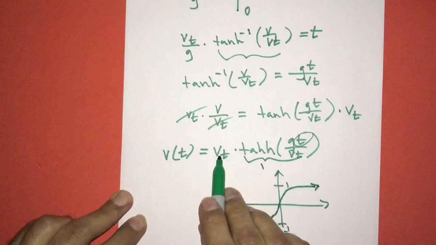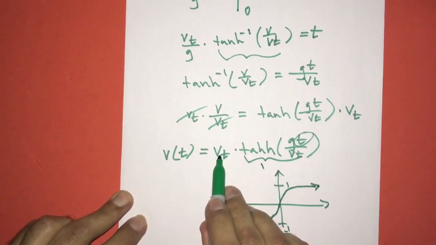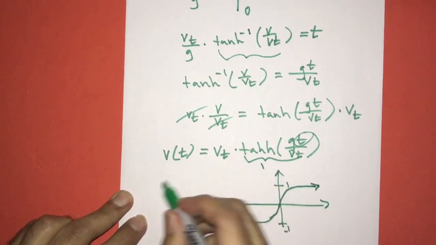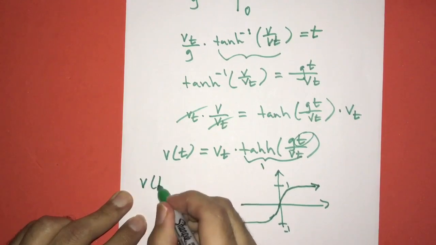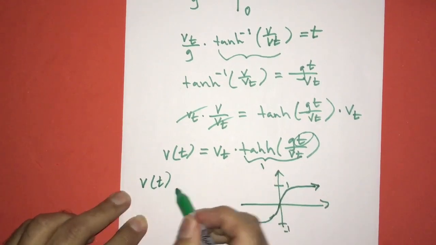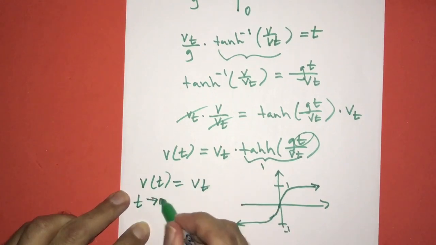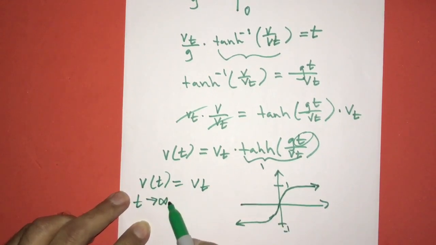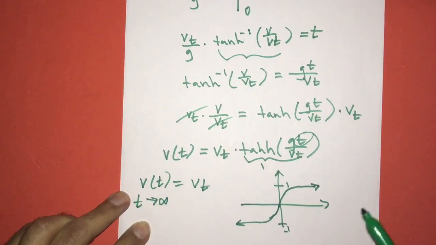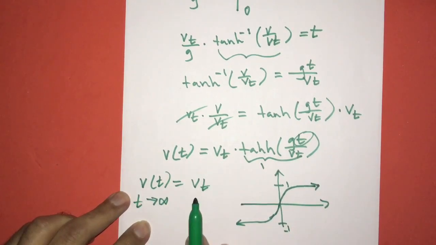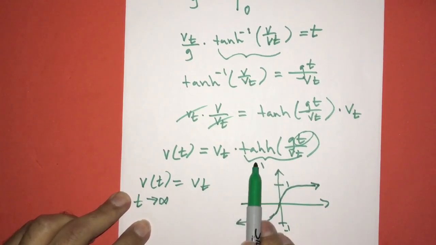And what do we have at the other term? We're basically going to have terminal velocity times 1. So the velocity is going to basically equal terminal velocity as t approaches infinity, which just means as t gets large. And here we have what we desired, the velocity at any time t, approaching the terminal velocity.